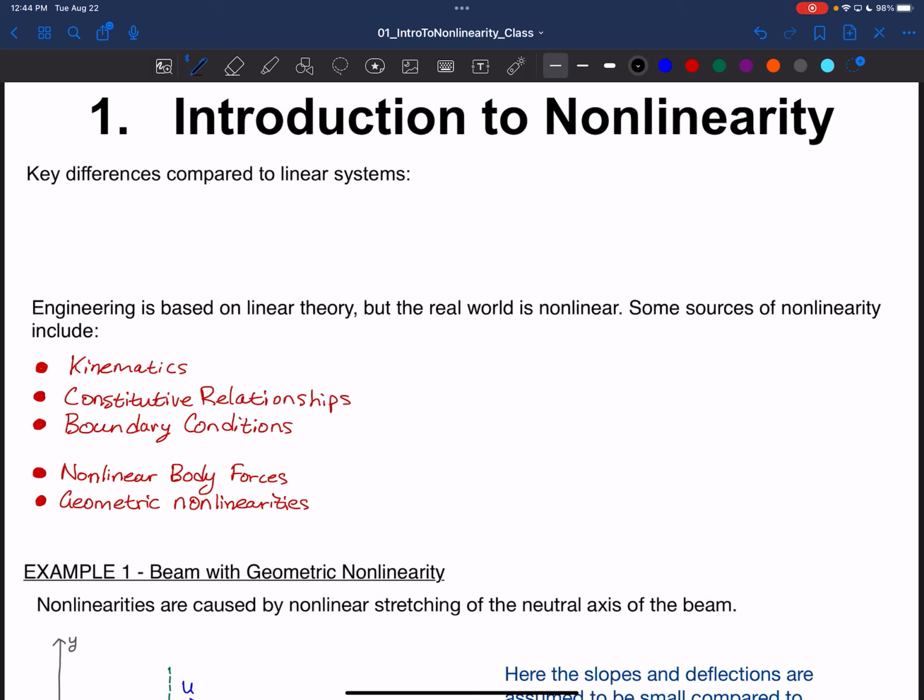All right, so today we're just going to talk about what nonlinearity is and how it changes vibrating structures. And so kind of the first thing that we want to talk about is the key difference between nonlinear systems and linear systems. And well, there are a lot of key differences, but I'm just going to list a few here. So the first and kind of the most important is that the principle of superposition doesn't hold anymore.